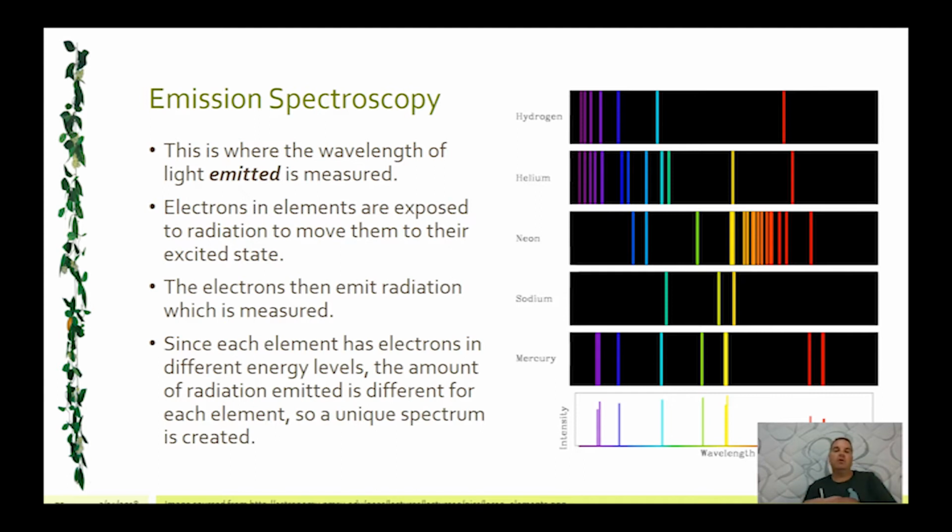All right, and because each element absorbs and emits its own unique wavelength of light, we can determine what that element is from its unique spectrum. So you can see here hydrogen, helium. You can see they've got bands that overlap, but you also see that each of them has a unique band within there that the other one doesn't have. So you can tell what the element is based on its emission spectrum.